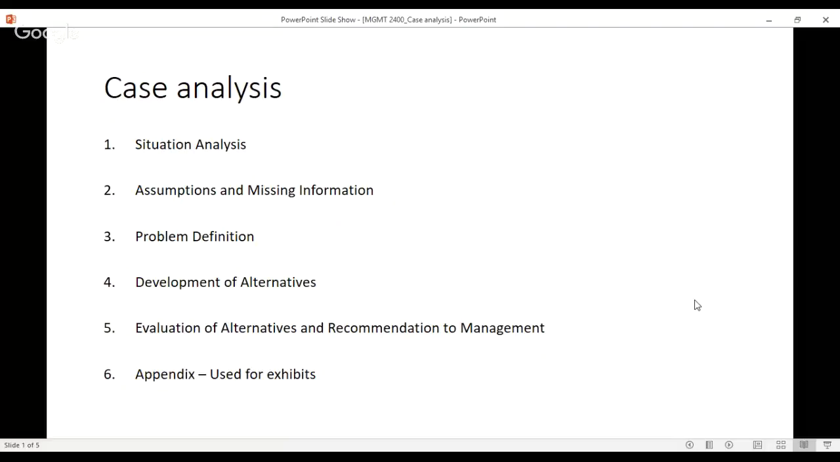The second point will be assumptions and missing information. With the case that you will read, the case that's posted online, you will be asked to do the assumption analysis. You will be asked to analyze what's currently missing, and you will also be asked to assume: what is happening with this supply chain? Is this supply chain effective? Is this supply chain successful? Is something missing?